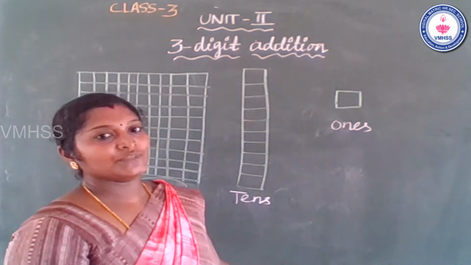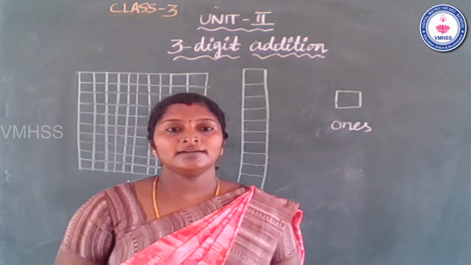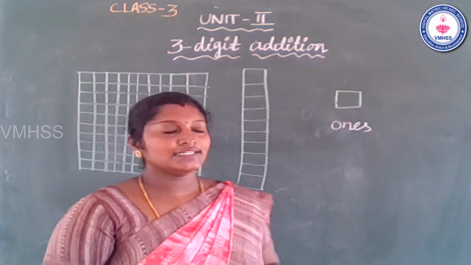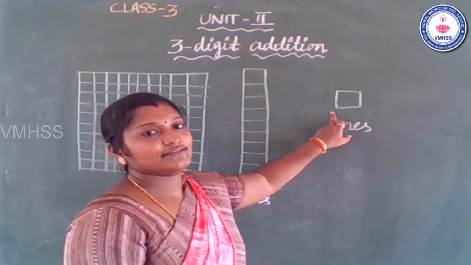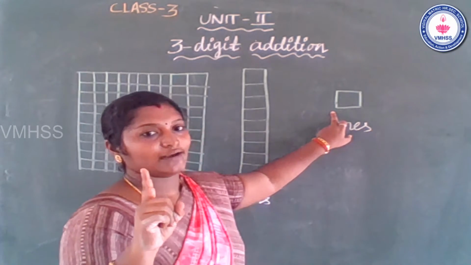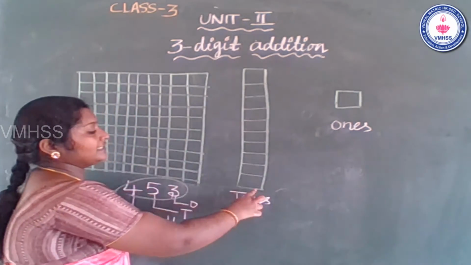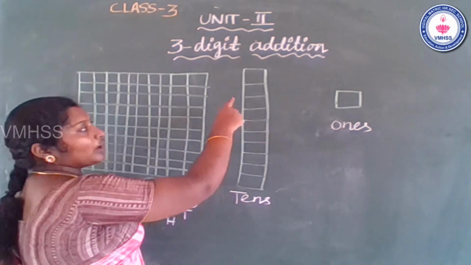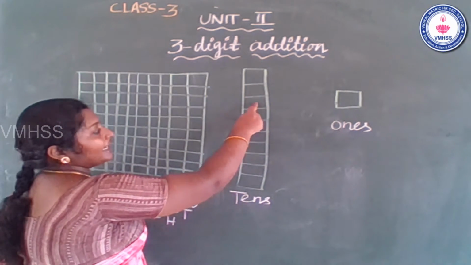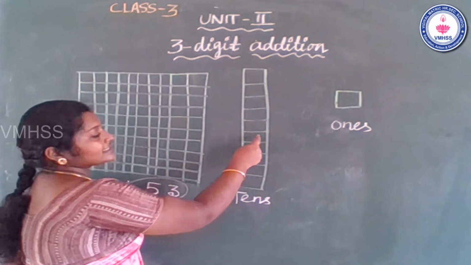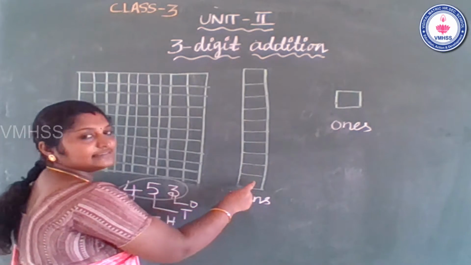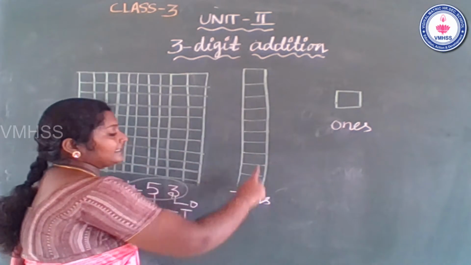Please see the board. So, now using the place value kit. Okay, so this is your ones. So using one block. Okay, and this one is tens. Using 10 blocks. 1, 2, 3, 4, 5, 6, 7, 8, 9, 10. Okay, this is your tens.